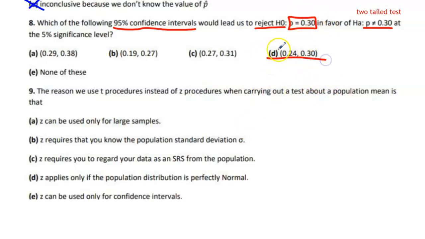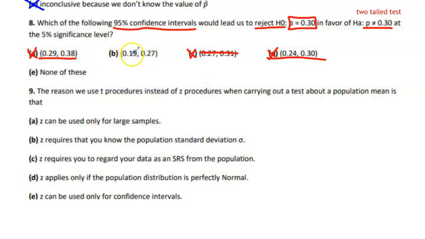This one contains 0.30. Even though it's on one of the extremes, that's okay. It still contains it. Same thing here, 0.27 to 0.31. It contains it. So that's not it. This interval contains it as well. 0.29 to 0.38 contains 0.30.